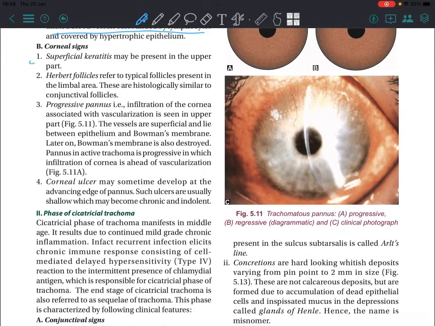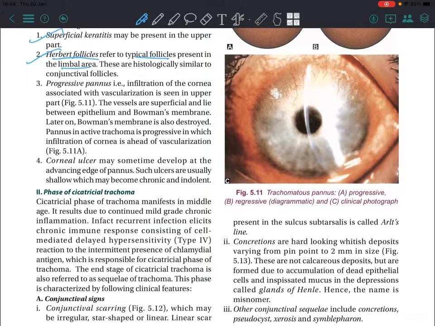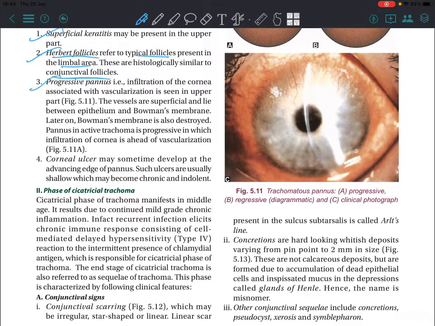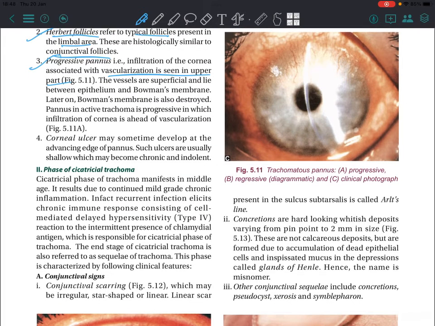Corneal signs. Superficial characteristics: Herbert's follicles refer to the type of follicle present in the limbal area. The histology is similar to conjunctival follicles. Progressive pannus, that is, infiltration of the cornea associated with vascularization, is seen in the upper part. The vessels are superficial and lie between the epithelium and Bowman's membrane. Later on, Bowman's membrane is also destroyed.